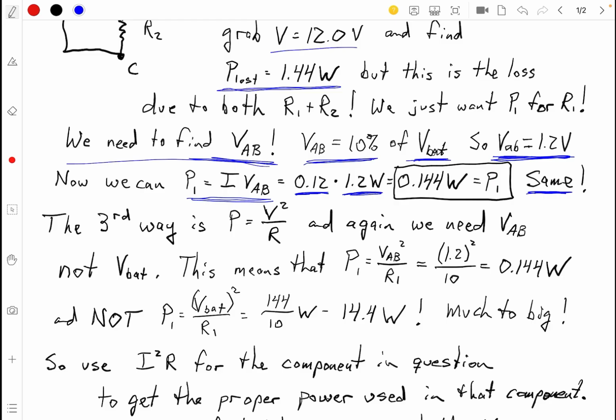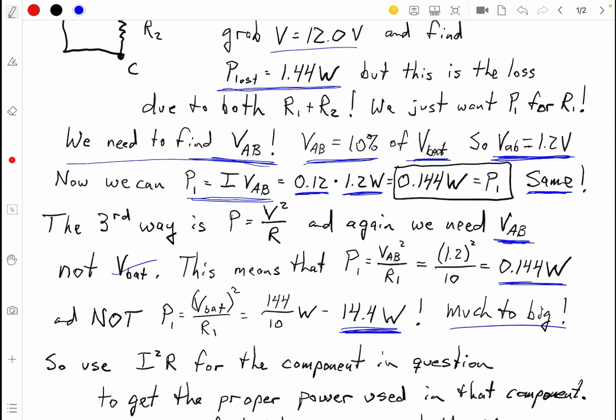They're the same. There's a third way, and that would be V squared over R. But again, we need to use VAB, because if we use the battery voltage, we don't want that. If we did use VAB, we're going to get the right answer again. So if we did the other one, we get 14.4 watts. That's way too big, right? That is just way too much.